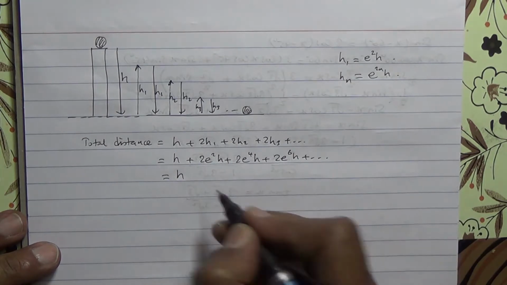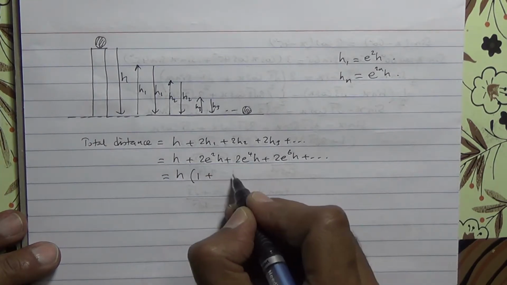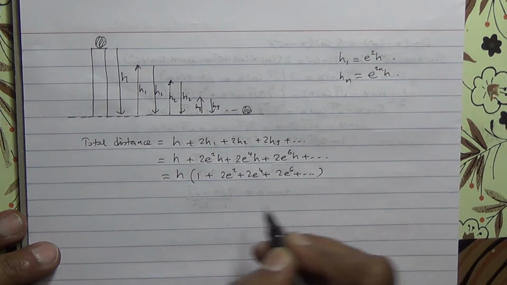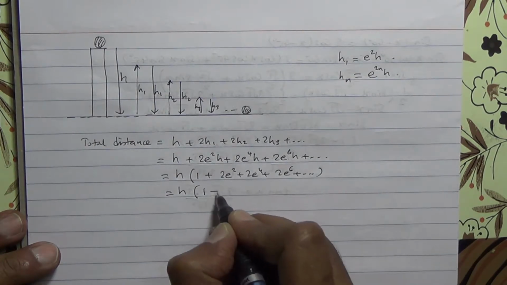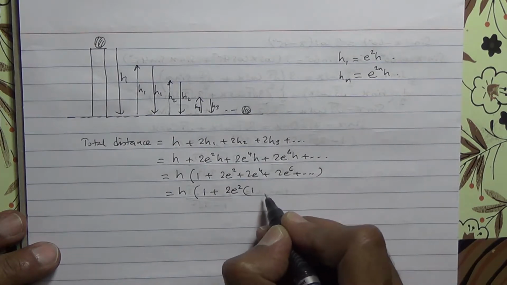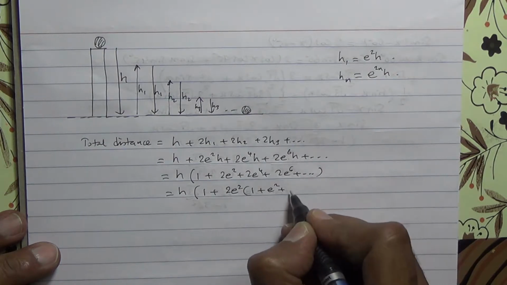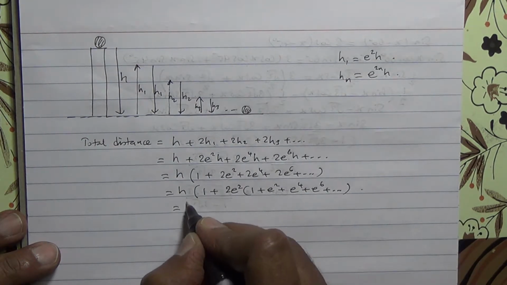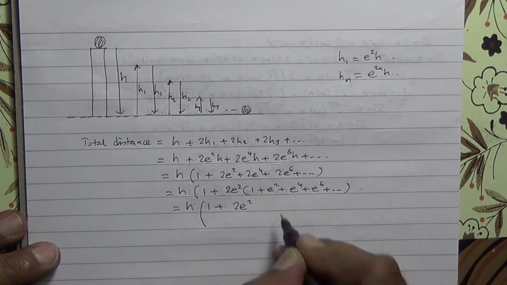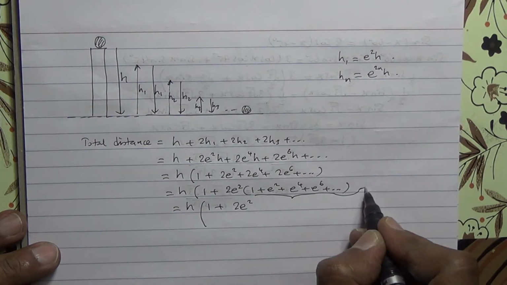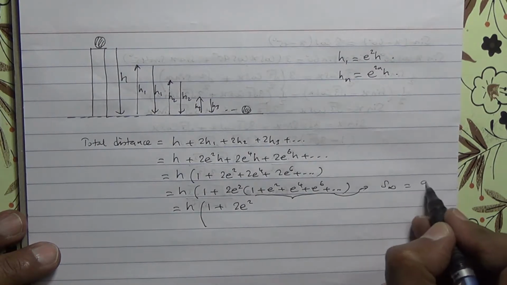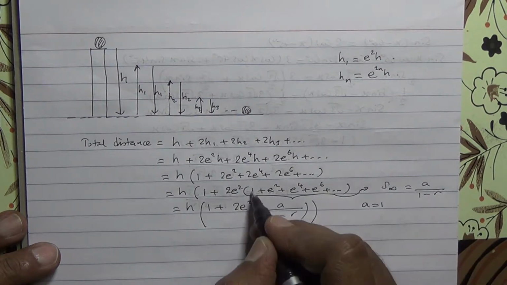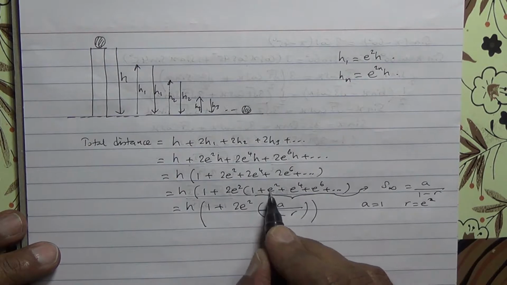We can now factorize. Putting h outside, we're left with 1 plus 2e square plus 2e power 4 plus 2e power 6 and so on. So h into 1 plus, I can put the 2e square outside and factorize to get 1 plus e square plus e power 4 plus e power 6 plus and so on. That goes back to this if you multiply. So we have h into 1 plus 2e square times this whole thing, which is an infinite geometric progression, a over 1 minus r, where a is equal to 1 and r is equal to e square.